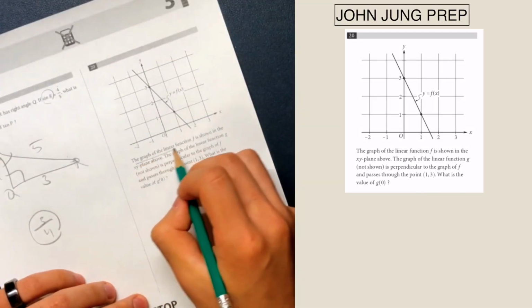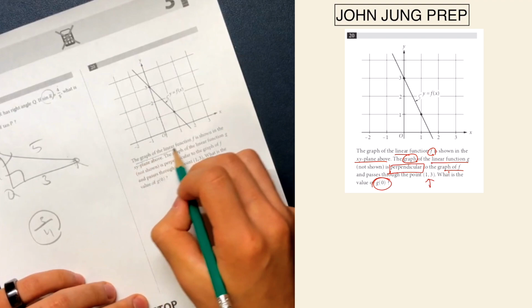All right, last question. The graph of the linear function f is shown in the xy plane above. The graph of the linear function g, which is not shown, is perpendicular to the graph of f, and it passes through point (1, 3). What's the value of g(0)?